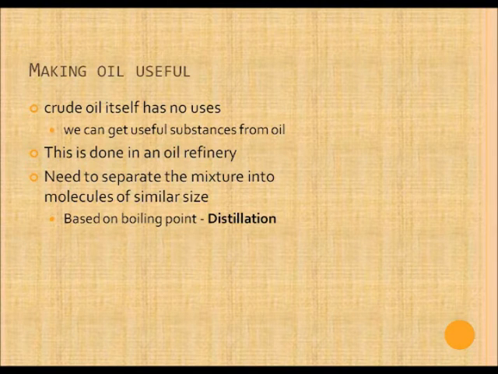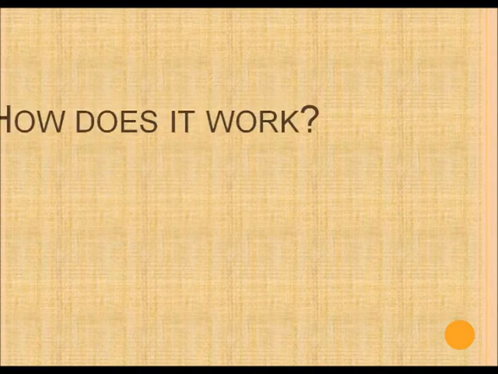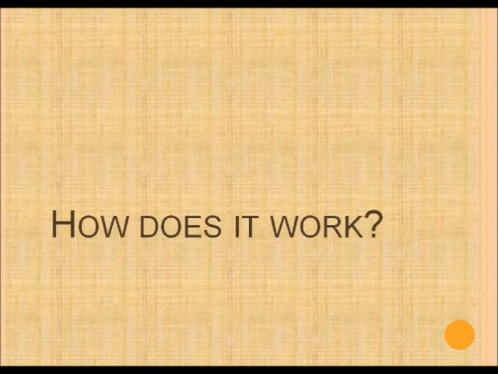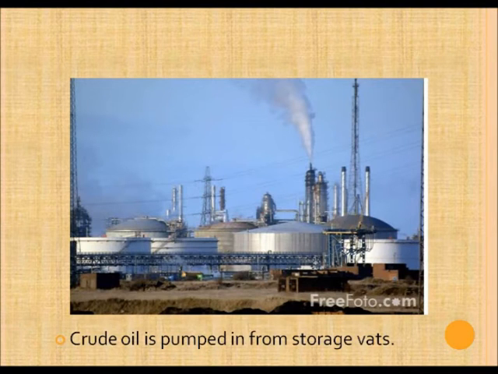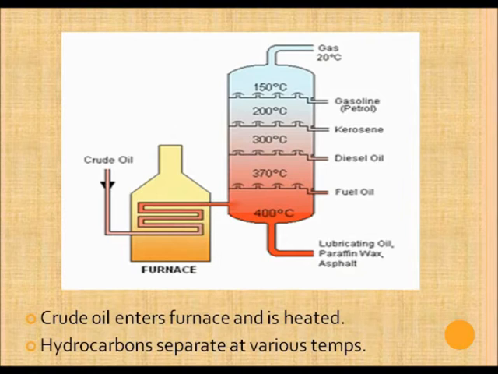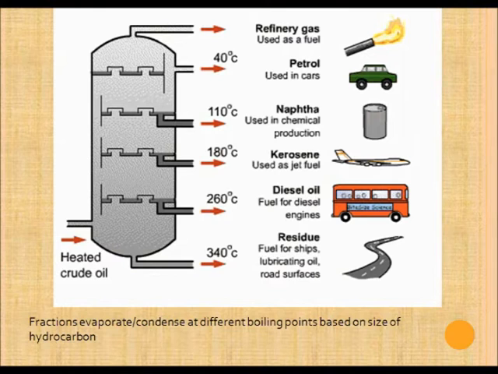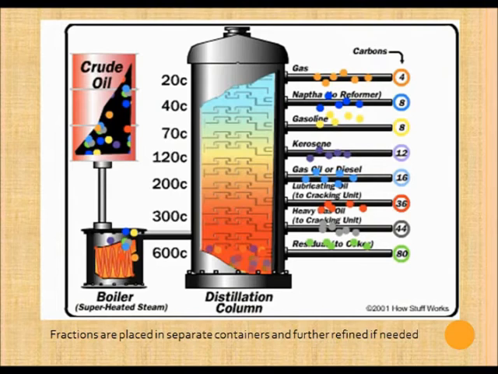We need to separate the mixture into molecules of smaller size, and it is based on boiling point, which is called distillation. Now how does it work? Crude oil is pumped in from storage vats. Crude oil enters the furnace and is heated. Hydrocarbons are separated at various temperatures. You can see from the diagram that the crude oil is entering into the furnace. Then again in the heating tower, on the basis of different temperatures, different things differentiate. Now fractions evaporate and condense at different boiling points based on the size of hydrocarbons. Fractions are placed in separate containers and further refined if needed.